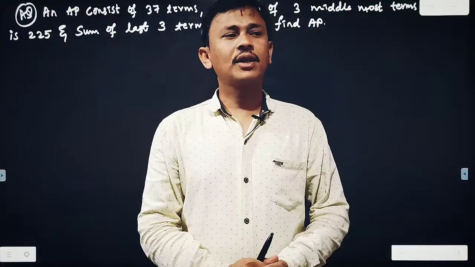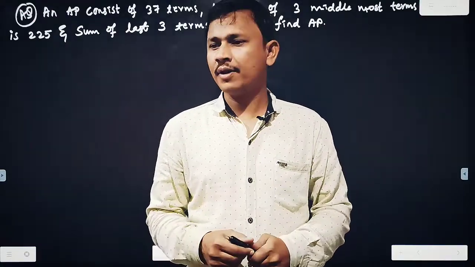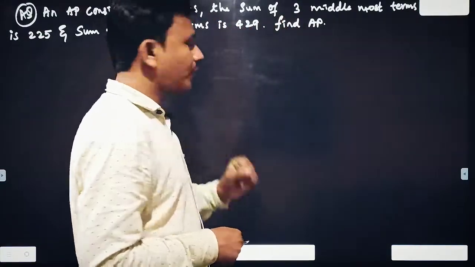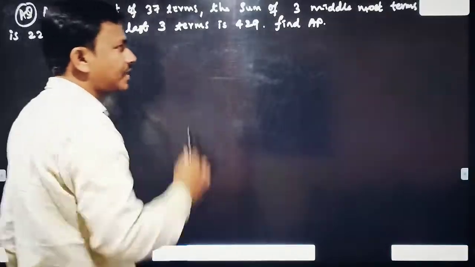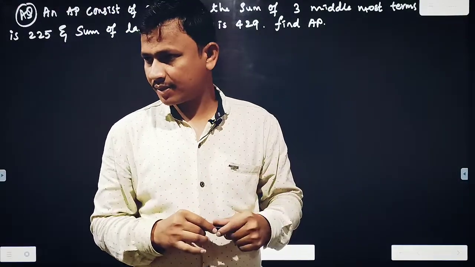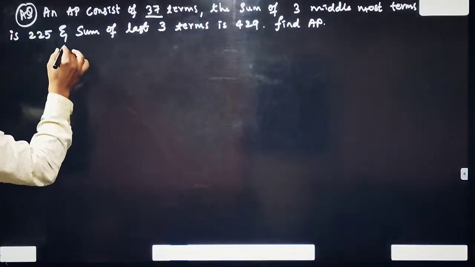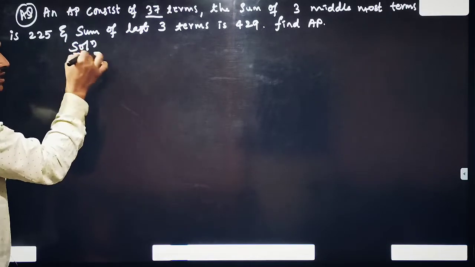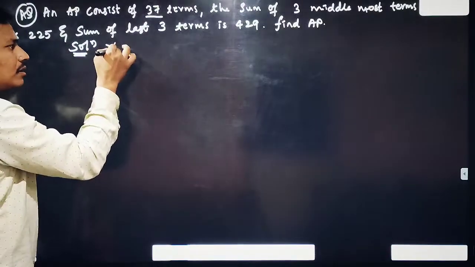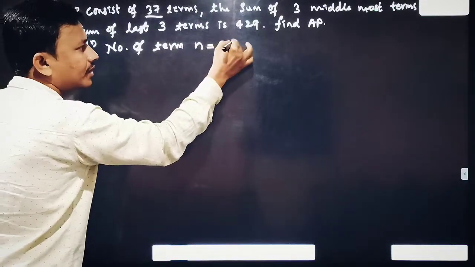One applied question. The question is: an AP consists of 37 terms. The sum of three middlemost terms is 225, and the sum of last three terms is 429. What we need to find out? Find the AP. Here the hint is number of terms. Number of terms n is equal to 37.